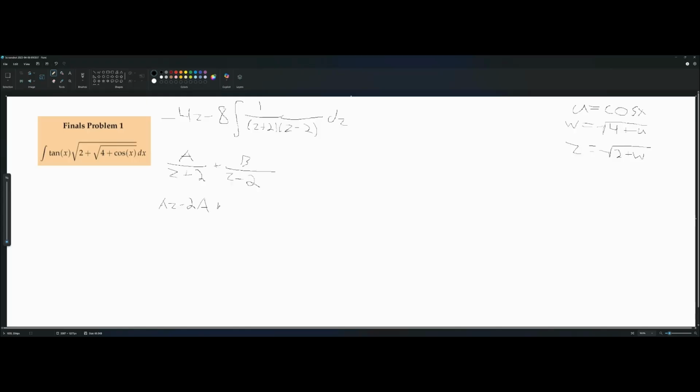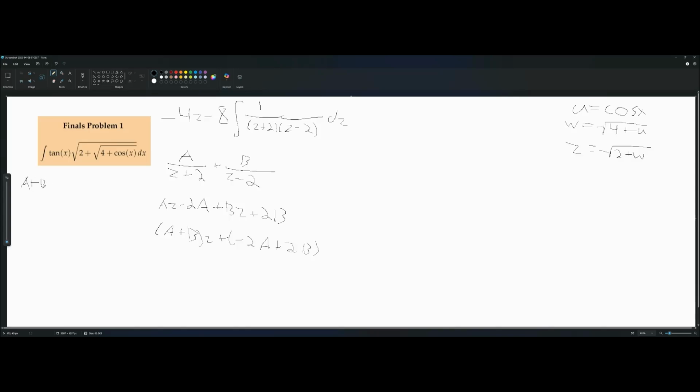2a, plus bz plus 2b. And then if we do the grouping, just like we did in the example problem, we get a plus b times z plus negative 2a plus 2b. And now we can set up our system, which I'll do over here.